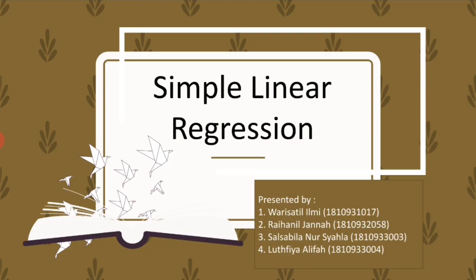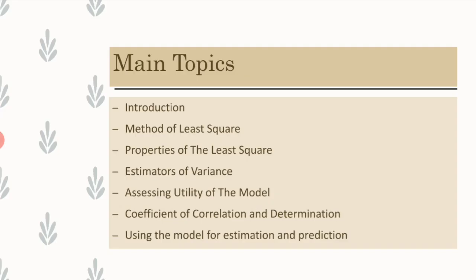The introduction of the simple linear regression. Here are our main topics today. First, there's the introduction, then the method of least square, properties of the least square, the estimators of variance, assessing utility of the model, coefficient of correlation and determination, and using the model for estimation and prediction. First, we're going to move into the introduction.